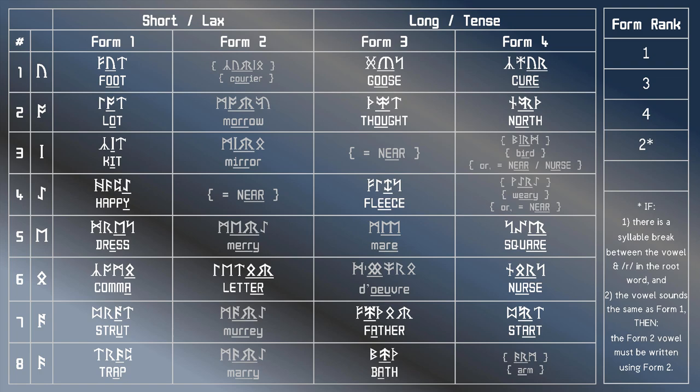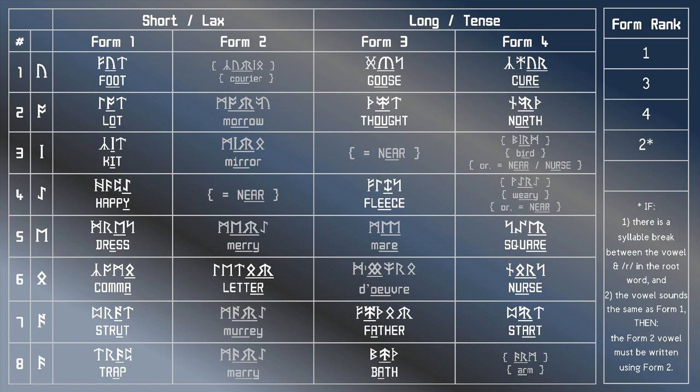Before we do, we need to finish our discussion of form rank, that is, the hierarchy of forms. As you can see on the right, form 1 is at the top, followed by form 3, then 4, then 2. So the order is 1, 3, 4, 2. However, note the provision on form 2 as indicated by the asterisk next to it. If 1, there is a syllable break between the vowel and r in the root word, and 2, the vowel sounds the same as form 1, then the form 2 vowel must be written using form 2, that is, with double rad after the vowel.